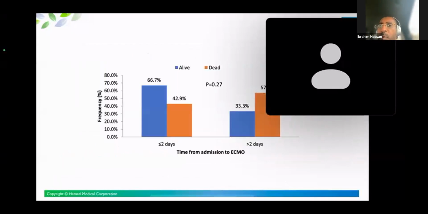If you look at the timing of ECMO, which I'm not entirely sure how to explain, if you start ECMO early, based on this retrospective analysis, the survival is better, 66 versus 33. For different reasons, it's difficult to delineate which is the cause for that, but this is a fact that I thought maybe we have to share.